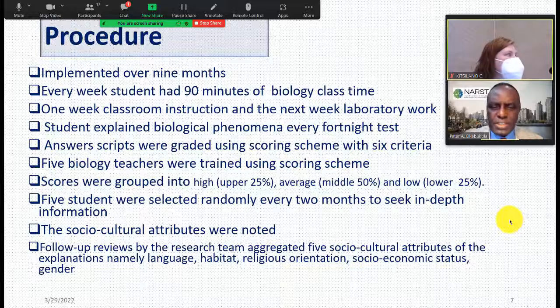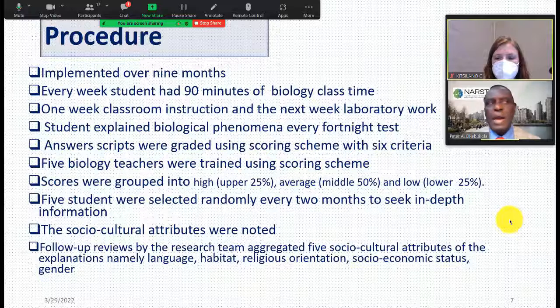We randomly selected 5 students every 2 months to seek in-depth information from them. Look, you gave the explanation about how the albino is formed or produced, or how the blight occurs. You find blights on the leaves of some plants and all of that. So we picked the students and we interviewed them. And the sociocultural attributes were noted.